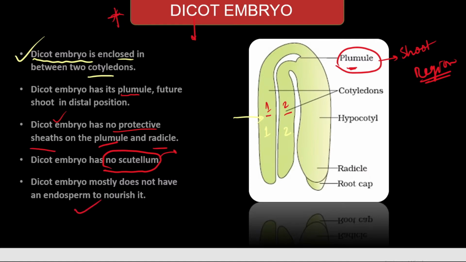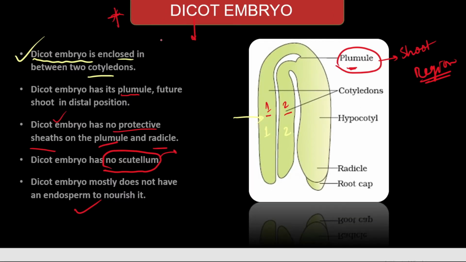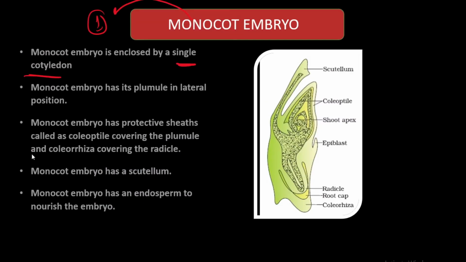Coming to the next slide, the monocot embryo. Let us look at what it offers us to learn. The monocot embryo is enclosed by a single cotyledon. Mono resembles single, or one. Here monocot means one cotyledon. We have understood that dicot means two cotyledons, and here monocot means one cotyledon, a one-cotyledon embryo. It's very simple, as simple as it is, as you can see.